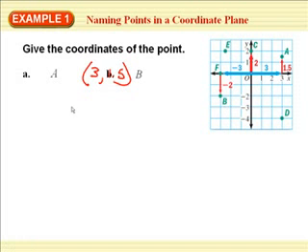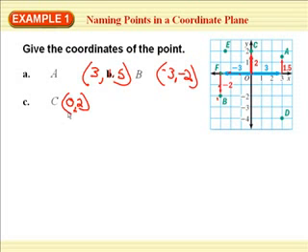Okay, B, where's B at? We go over 1, 2, 3, over to -3 and down 2. So -3, -2. C is right on the y-axis. So notice we don't go over any. We don't move left or right any. So we say 0 and up 2. So that's going to be 0, 2.